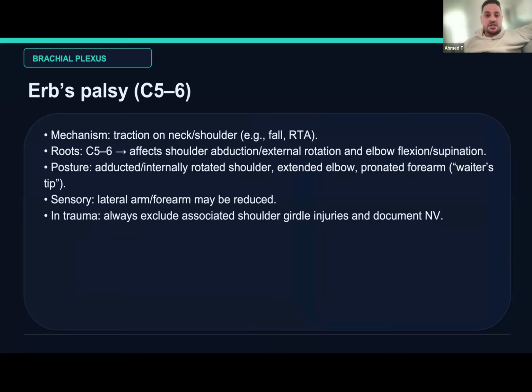So the first one is Erb's palsy, from traction of the shoulder. This is the upper trunk, C5, C6, and it has the characteristic waiter's tip position. So the arm is adducted, internally rotated, with extended elbow and pronated forearm, the waiter's tip position. And sensation over the lateral arm and forearm may be reduced.